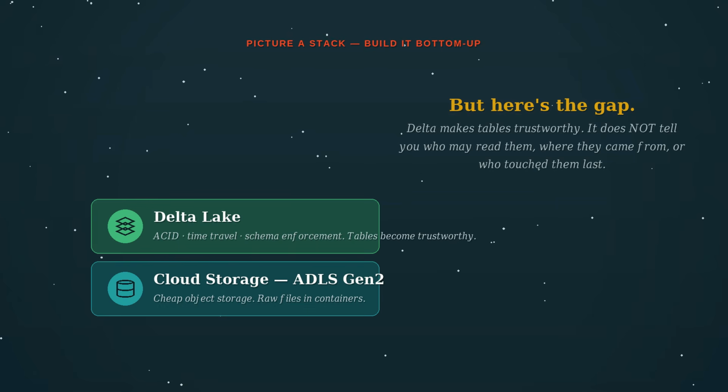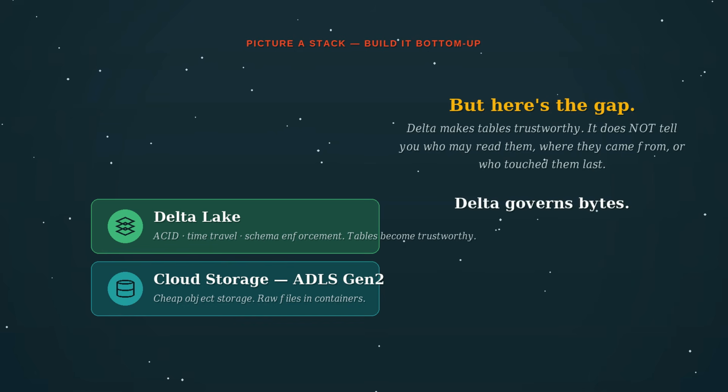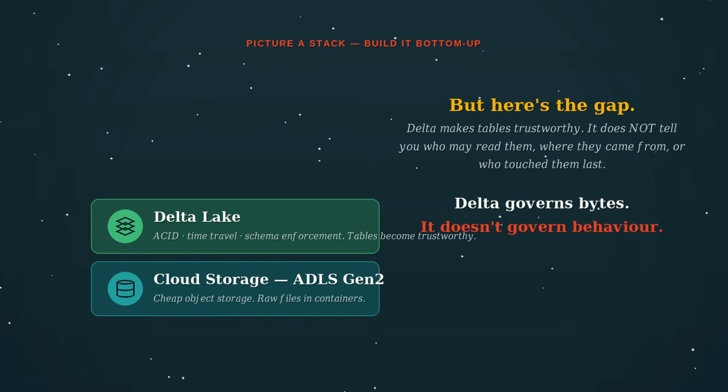But here is the gap. Delta makes individual tables trustworthy. It does not tell you who is allowed to read them, where they come from, or who changed them last. Delta governs bytes, it does not govern behavior.